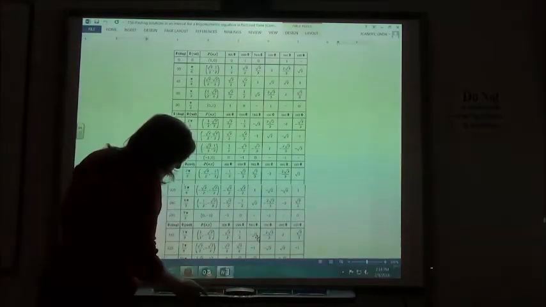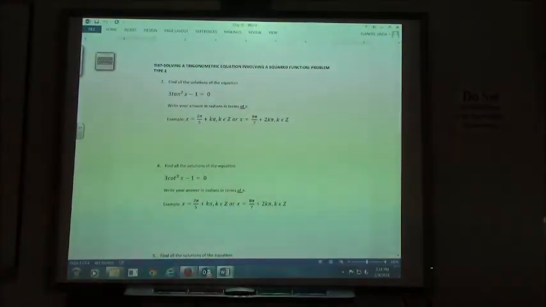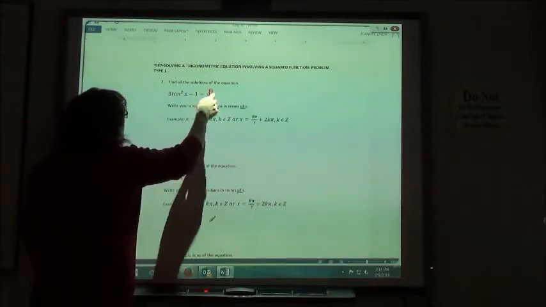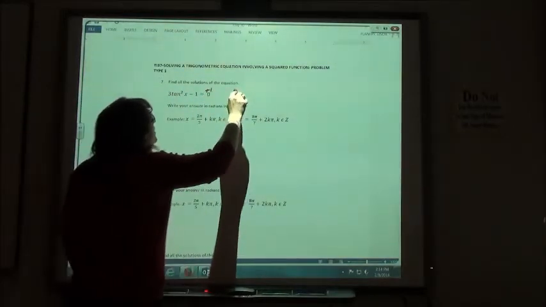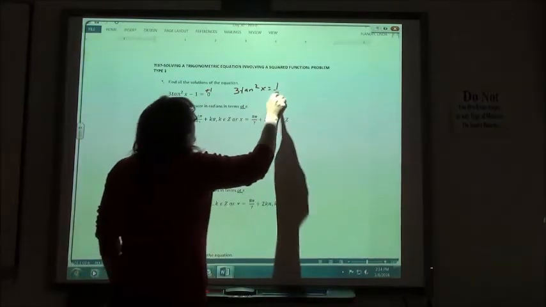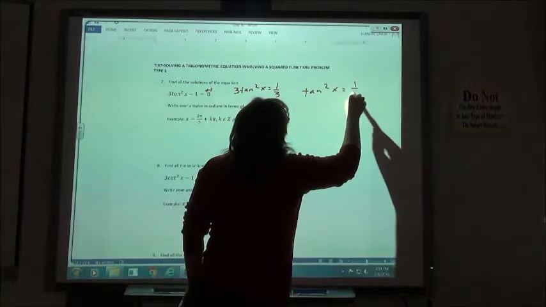And so if I go back here, it says 3 tangent squared of x minus 1 equals 0. We're going to solve it for the tangent. So of course, first of all, we're going to plus our 1. 3 tangent squared of x equals 1. Divide by 3. Tangent squared of x equals 1/3.